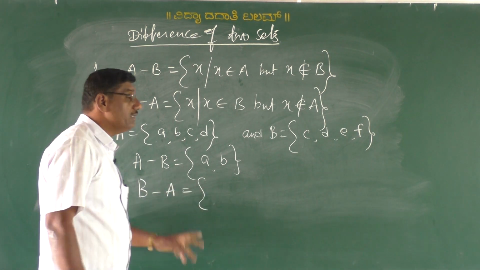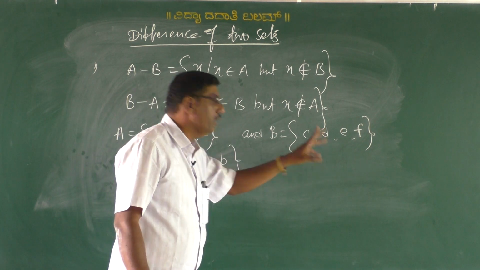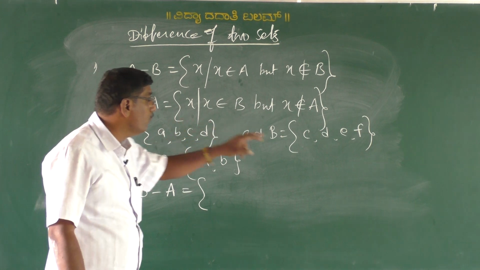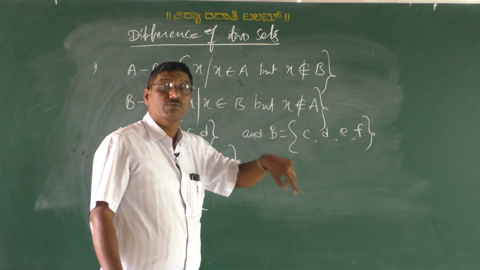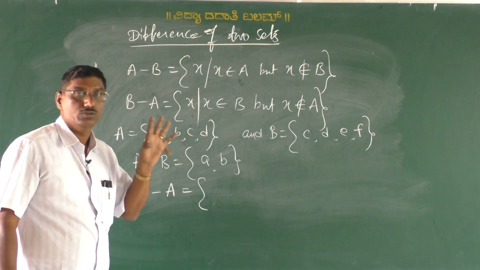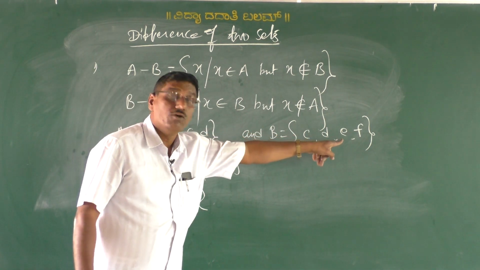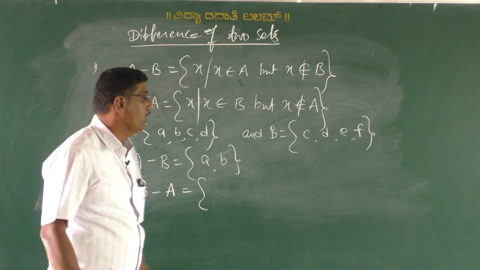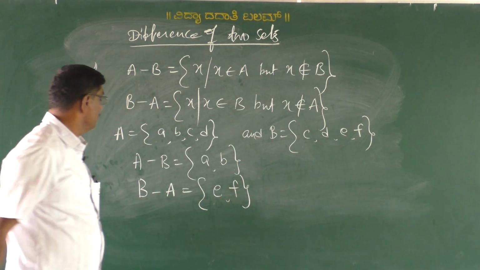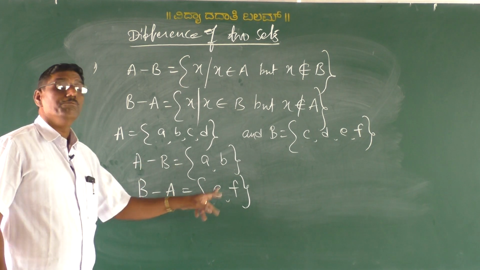these are the elements of B only, but not in A. What are the elements of B only? That is E, F. Since C, D are present in A also, therefore we have to consider here only the elements E, F. That is A minus B and B minus A.